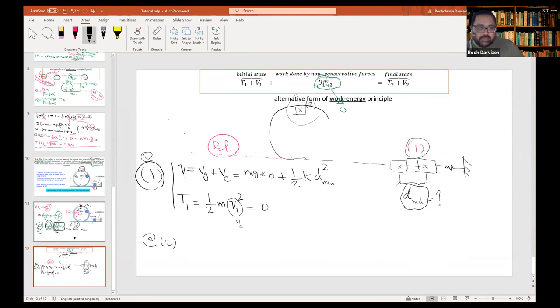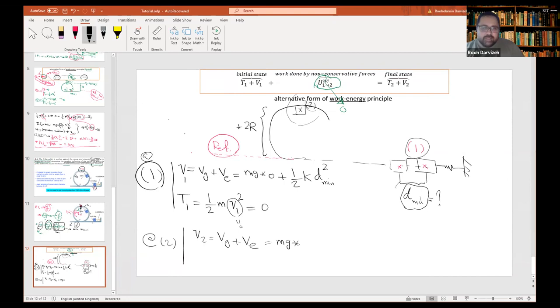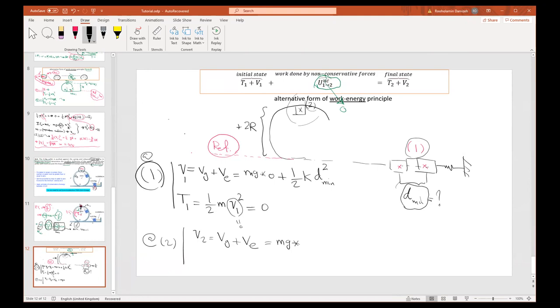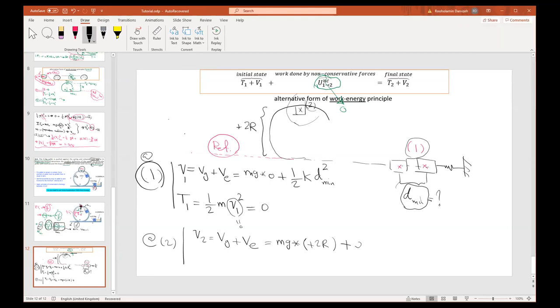Okay. At two, V2 equals Vg plus Ve. At this point, do I have any potential energy due to gravity or weight? Yep. Positive or negative? Positive, because the object is placed above the reference line or datum. It's plus 2mgR. Any elastic potential energy due to a spring? Do you observe any spring here? No, zero, there is no spring here.